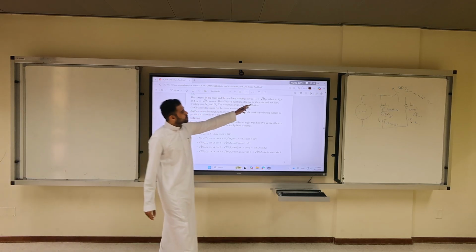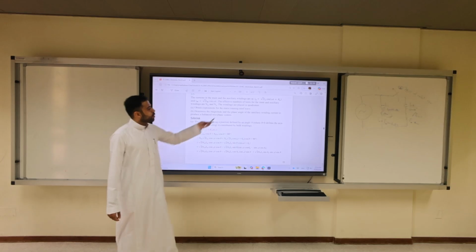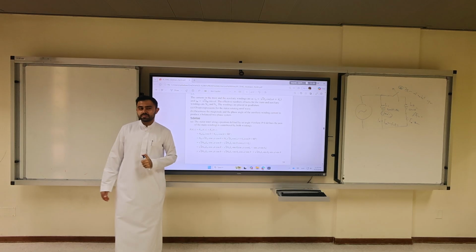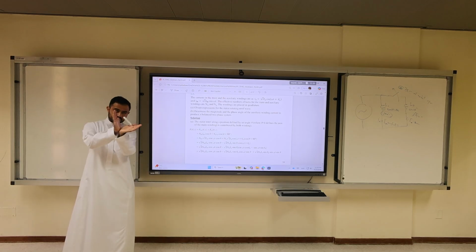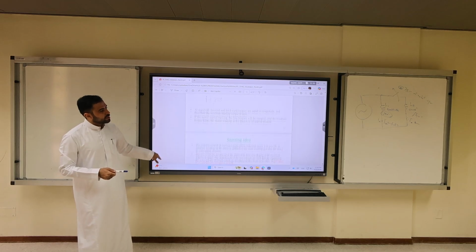The effective numbers of turns for main and auxiliary is N main and N auxiliary. The windings are placed in quadrature. What does placed in quadrature mean? 90 degrees, correct. They are quadrature, perpendicular. And you can see it here.